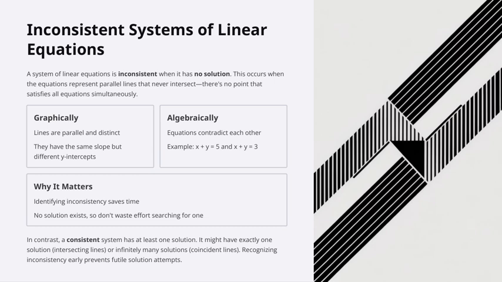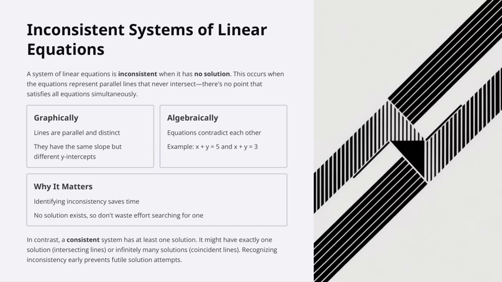Algebraically, this inconsistency shows up when the equations contradict each other. For example, consider the equations x plus y equals 5 and x plus y equals 3. Since both can't be true at the same time, the system has no solution. Why does this matter? Well, recognizing when a system is inconsistent saves us a lot of time and effort. If we know there's no solution, we don't waste resources trying to find one.